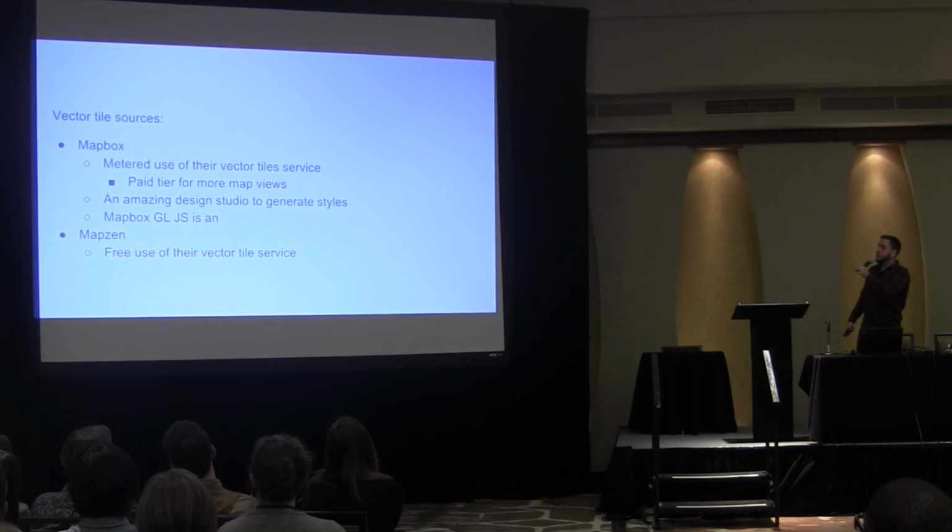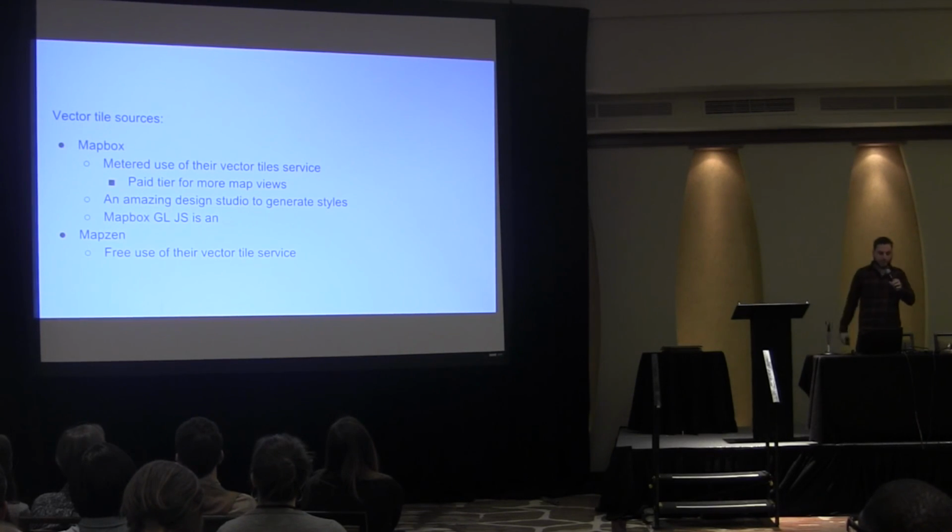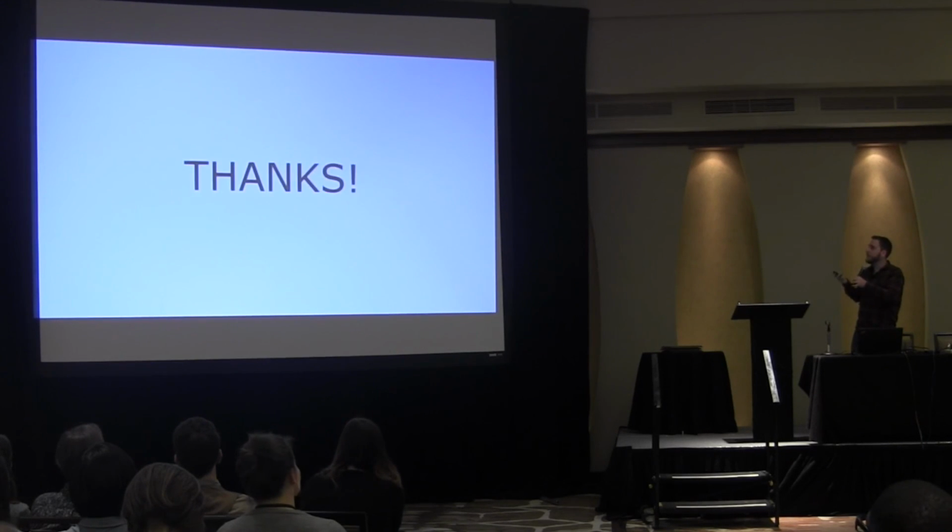So if you want to use vector tiles, you can generate the data yourself. Mapbox has a metered vector tile service that will provide base maps for you, which lets you zoom in in really amazing ways, but you have to pay at some point, and that's not fun. And MapZen actually has a free vector tile service that you can use, and you can make all sorts of crazy maps that way.